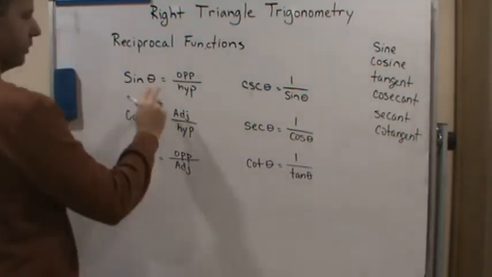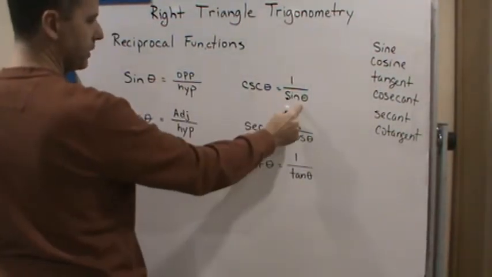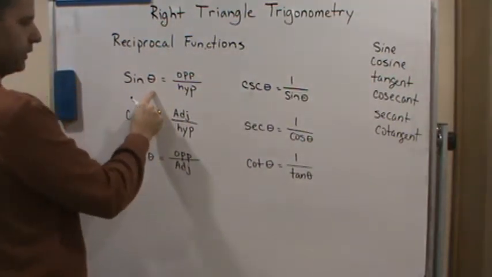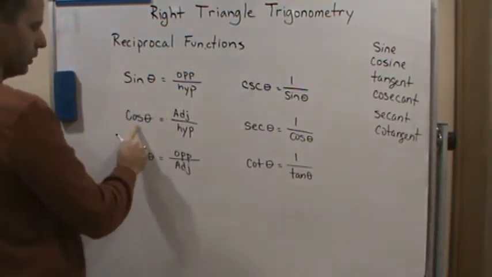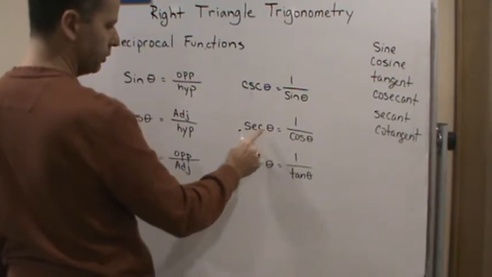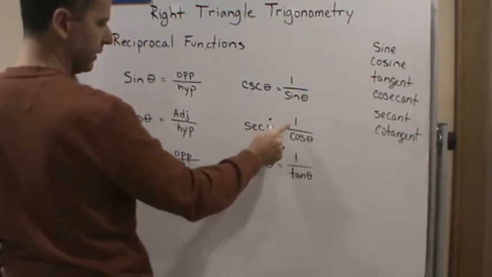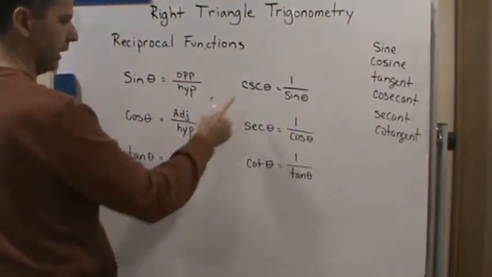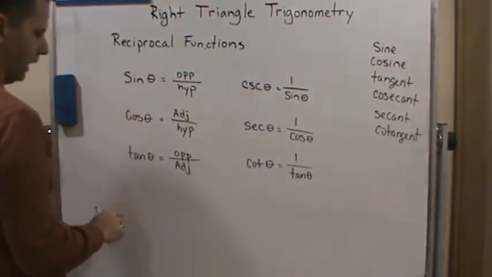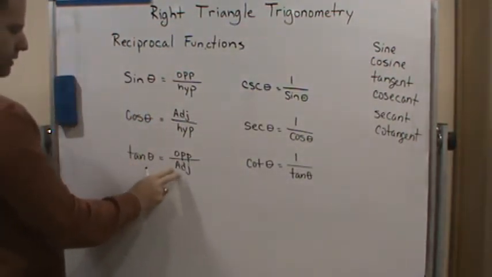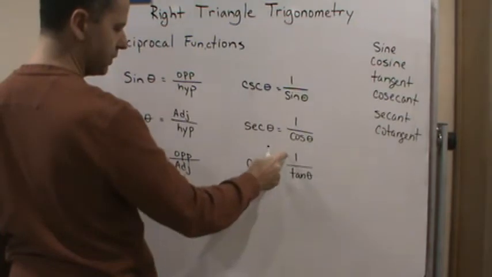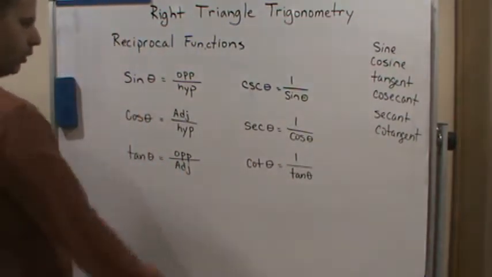Okay, so cosecant is 1 over sine. It's the reciprocal function for the sine function. The reciprocal function for cosine is secant. So secant theta is 1 over cosine, just like cosecant is 1 over sine. And then cotangent is the reciprocal function of tangent, so it's 1 over tangent.